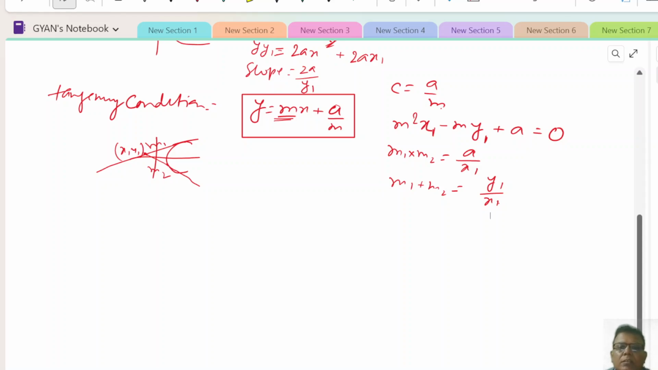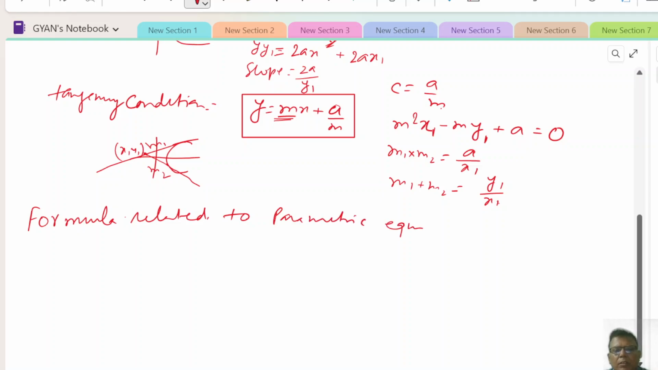Okay. Now one more thing we can do, that is formula related to parametric equation. Parametric equation.